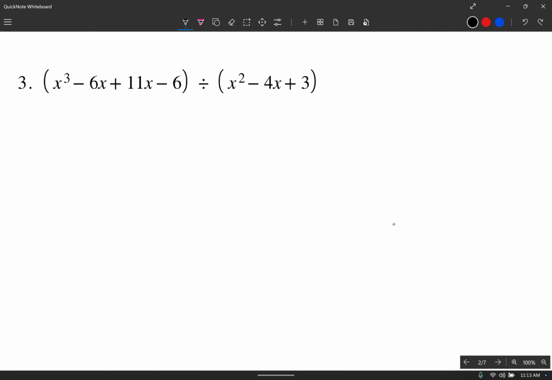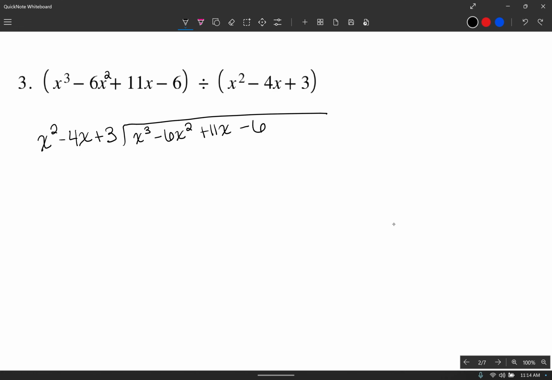Number 3, I'm dividing by x squared minus 4x plus 3, so that's going to go on the outside. On the inside, I am not missing any of the terms, so I've got x to the third minus 6x to the second plus 11x minus 6. I'm going to start by dividing the first term underneath by the first term on the outside. X to the third divided by x to the second is x.